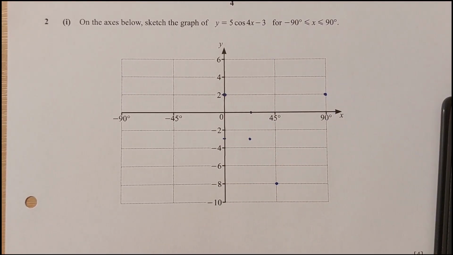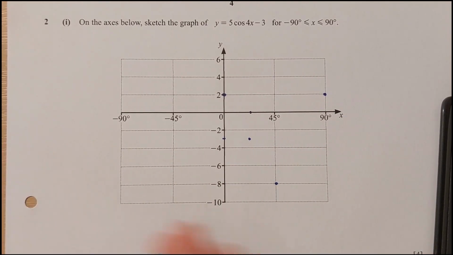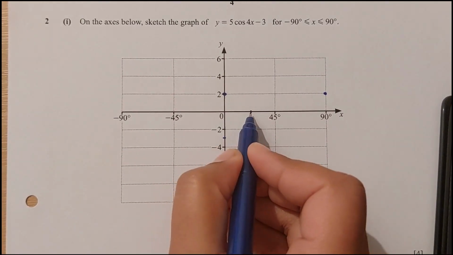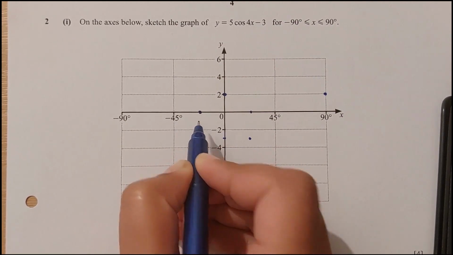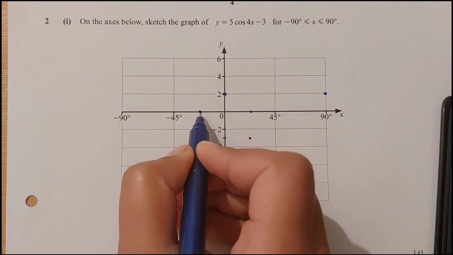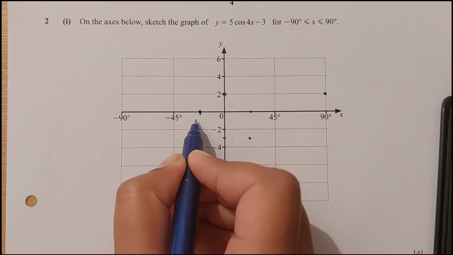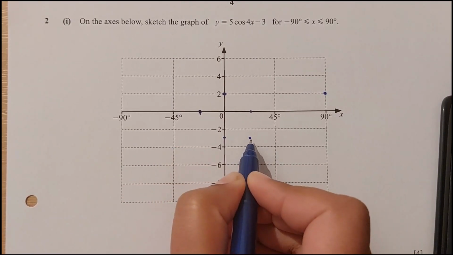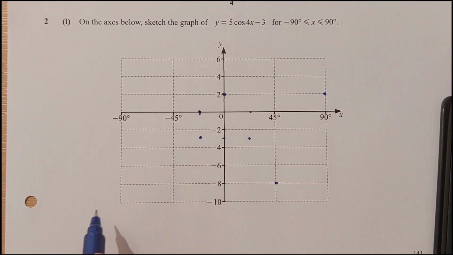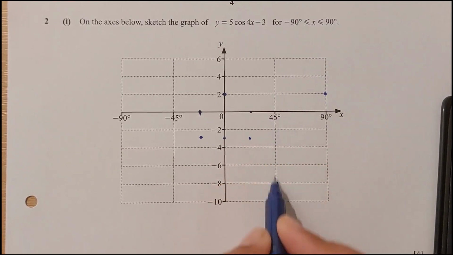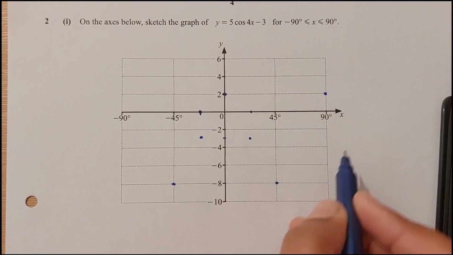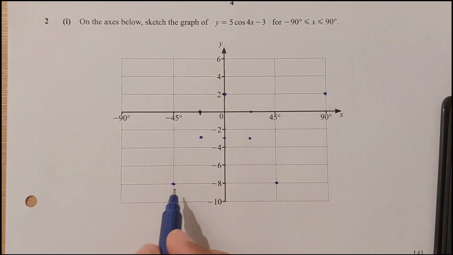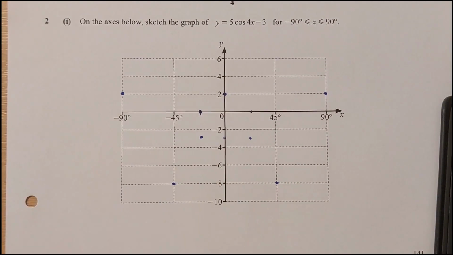So we have to do the same pattern on the other side because it is a sinusoidal curve. Okay, so again, this point, right? This is minus 22.5. It has answer negative 3, right? And then if it is at 45, it is minus 8. So at minus 45, it is minus 8. And at 90, it is 2. So at minus 90, it is 2, right?